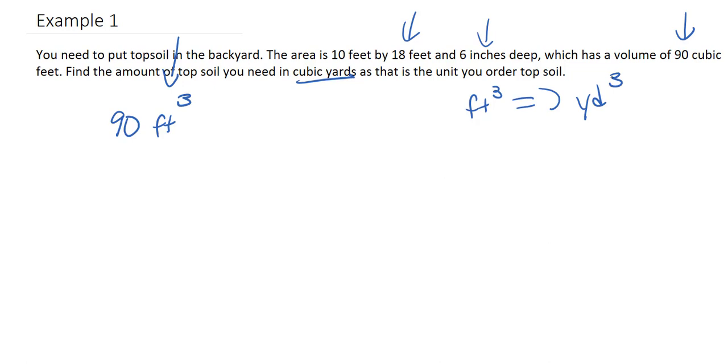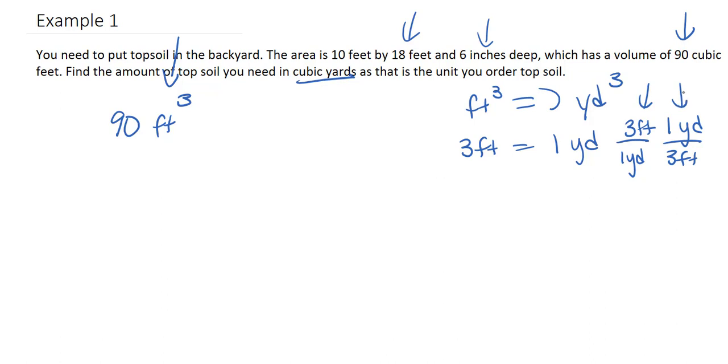So what do we know? We know that 3 feet is equal to 1 yard, right? So that means we can go either 3 feet over 1 yard or 1 yard over 3 feet. That's how we can use this relationship. And notice that we actually only have to use one step to get from feet to yards, right? But let's go ahead and write this out.